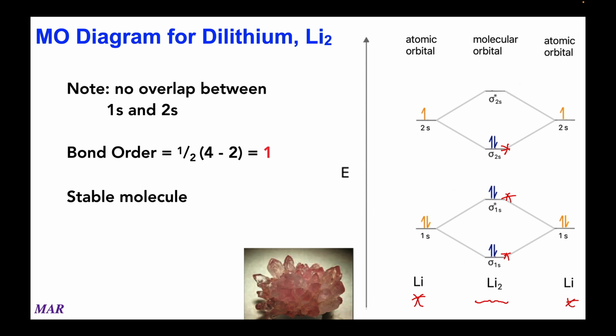So if you want to know if this is stable or not, we can use that bond order definition, 1/2 parentheses bonding minus anti-bonding. Now all the lower ones are the bonding ones. There's 2 bonding ones there and 2 bonding ones there, so that's 4 bonding. And we also have 2 anti-bonding there, and this one is empty, so there's 0. So it's 1/2 parentheses 4 minus 2, bond order 1. This is a stable molecule. So dilithium does exist.